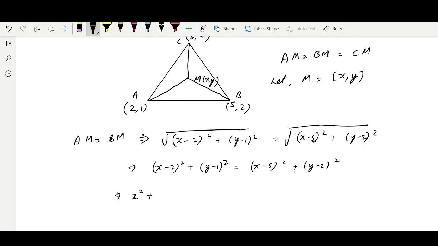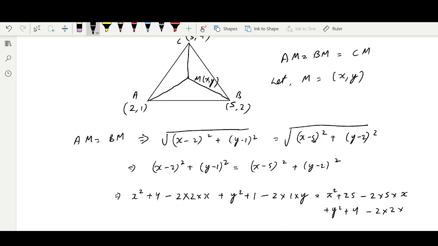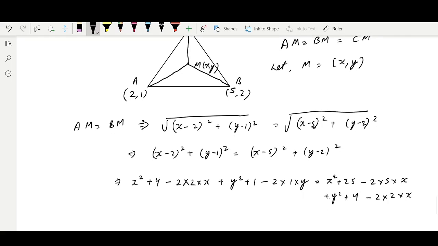We'll get x square plus 4, 2 square is 4, minus 2 into 2 into x, plus y square plus 1 minus 2 into 1 into y. This will be equal to x squared plus 25, 5 squared, minus 2 into 5 into x, plus y squared plus 2 squared 4 minus 2 into 2 into y. Now as you can see, these terms, x squared will get cancelled out, y squared will get cancelled out.